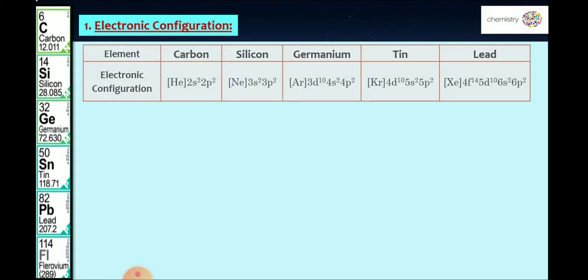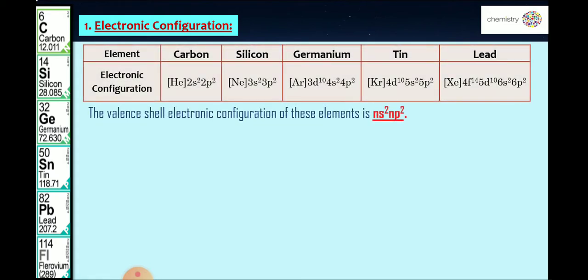Now we'll discuss some periodic properties of this group. First one, electronic configuration. The electronic configuration of carbon is 1s2, 2s2, 2p2, or we'll write helium noble gas 2s2, 2p2. Silicon electronic configuration, neon noble gas 3s2, 3p2. Germanium will be argon 3d10, 4s2, 4p2. Tin, krypton 4d10, 5s2, 5p2, and lead will have the electronic configuration xenon 4f14, 5d10, 6s2, 6p2.